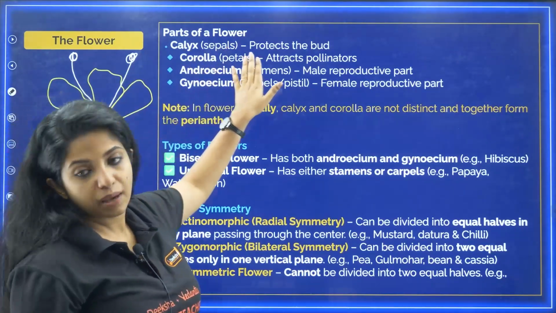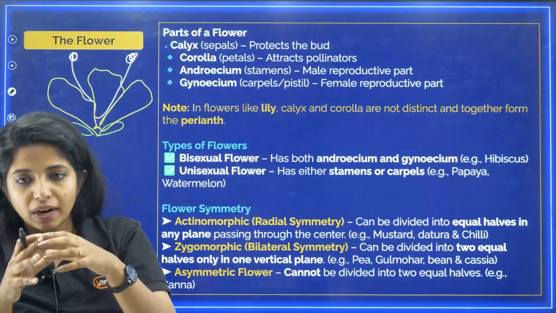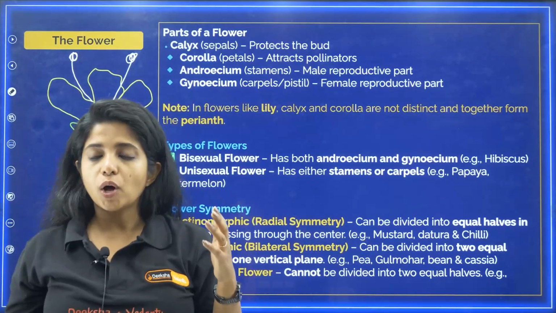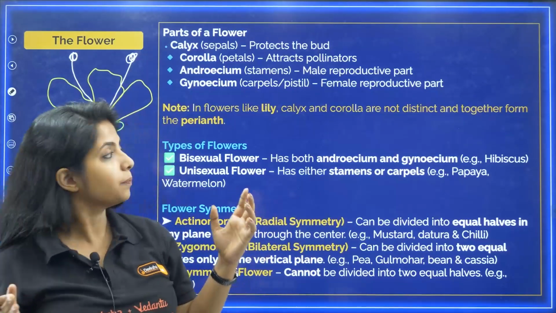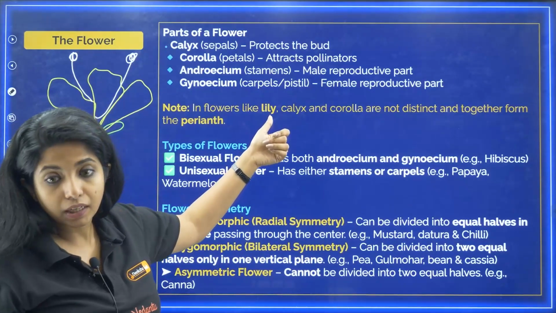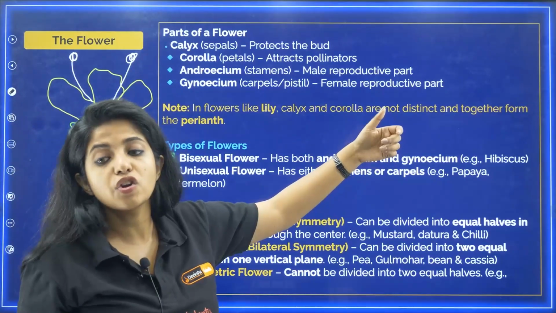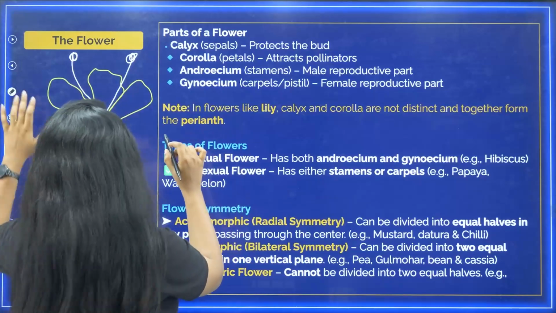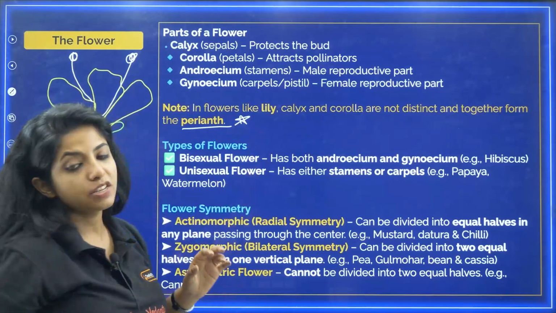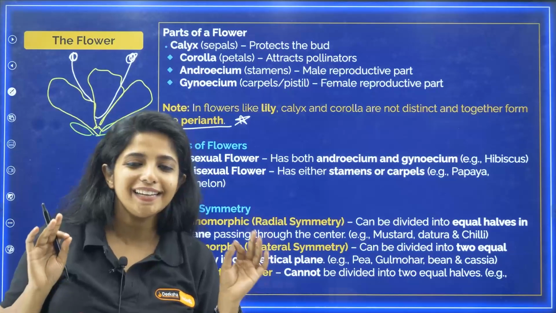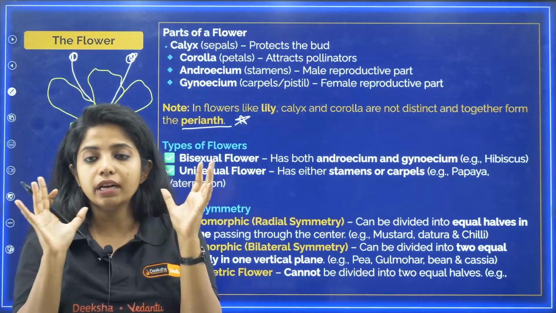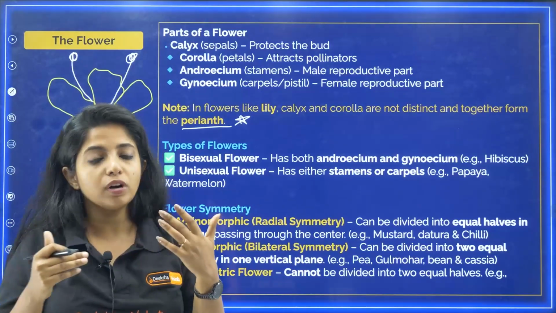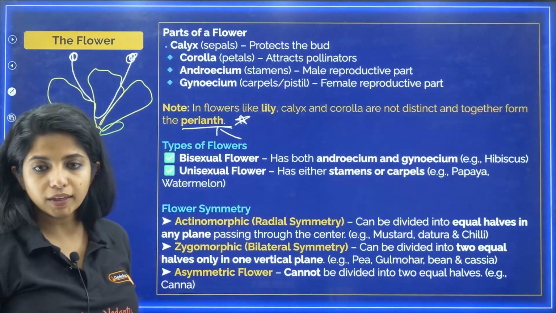So calyx is nothing but sepals, and it protects the bud. Corolla are the petals, and they attract the pollinators. Androecium is the male reproductive part, and gynoecium, which you also call carpel or pistil, is the female reproductive part. Now in flowers like lily, calyx and corolla are not distinct and together form the perianth. Please remember it, which is why I marked it in yellow. In lily, you cannot differentiate between calyx and corolla; instead they are together, and you call it perianth.